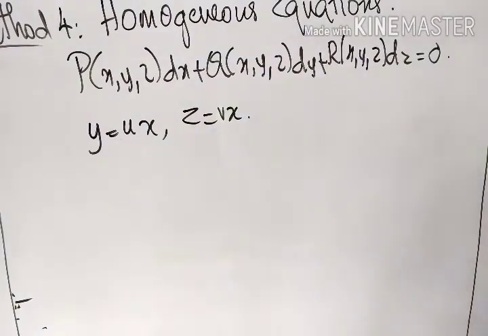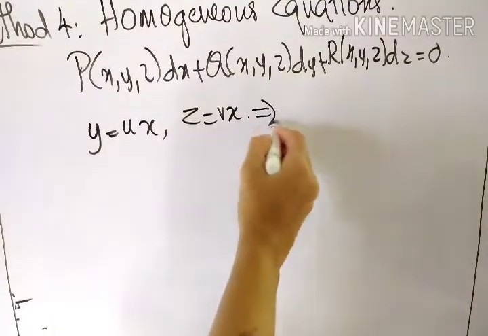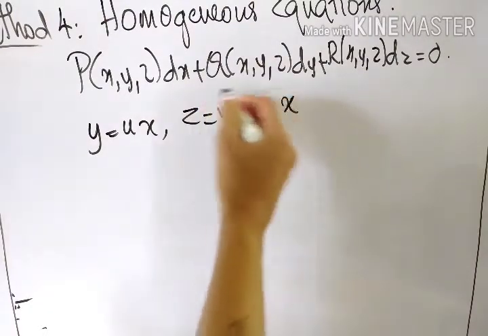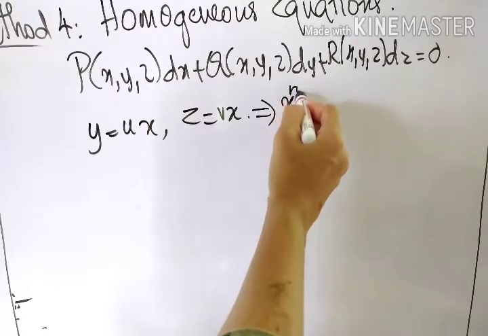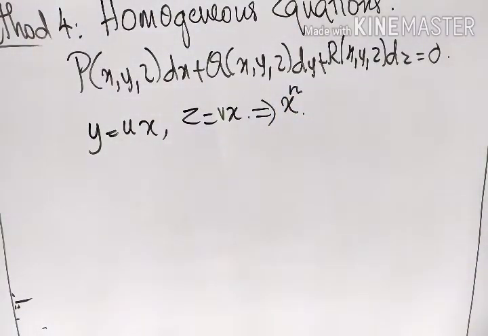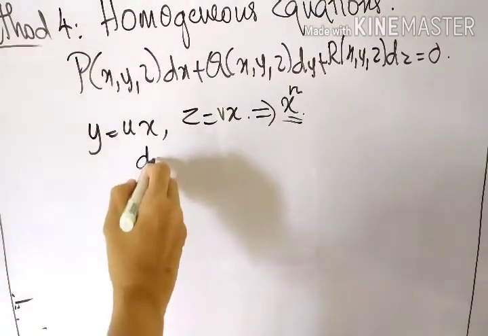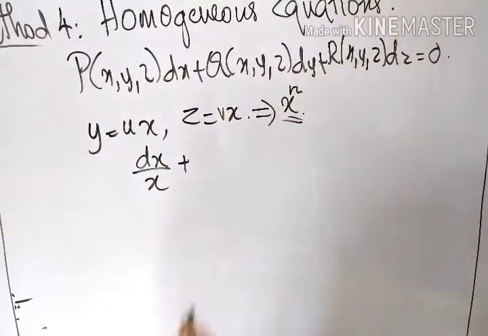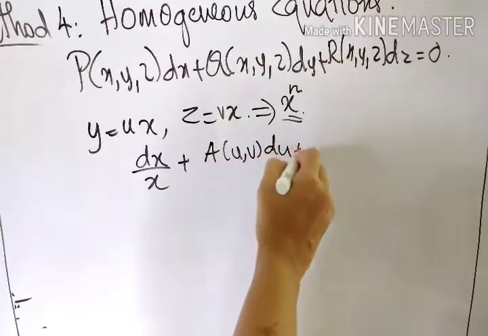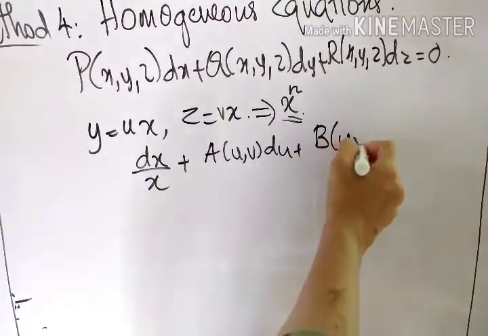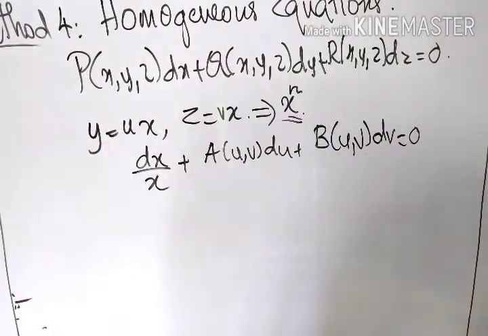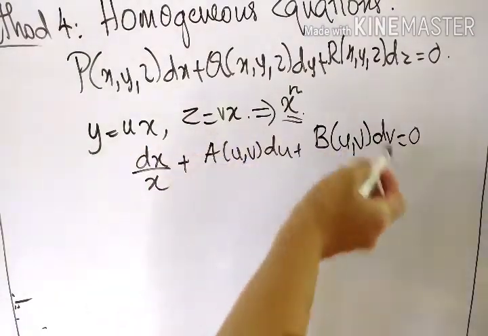When you substitute this, dy and dz are also going to be substituted. After you substitute, we have to take the highest occurring power of x from the whole three functions. Say that is n, so that it is a homogeneous equation of degree n. Then I am going to take x^n outside from P, Q and R. Reducing the form, we'll get into the form dx/x + A(u,v) du + B(u,v) dv = 0, a function of u and v each. After substitution and cancelling out all the terms of the greatest power x^n, this is what we are going to get.